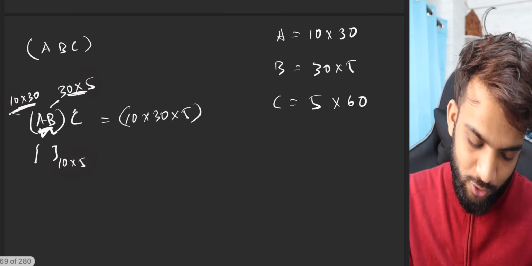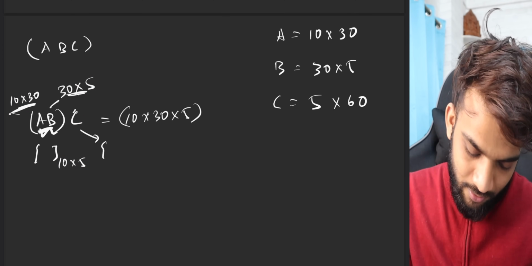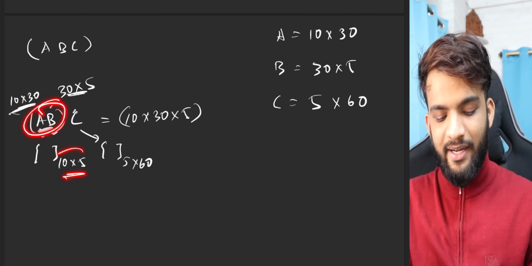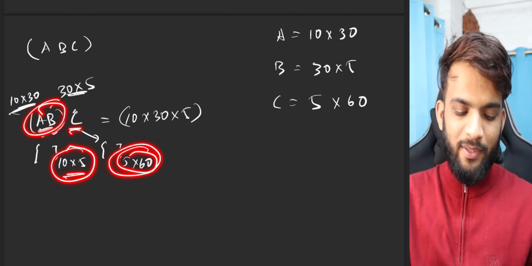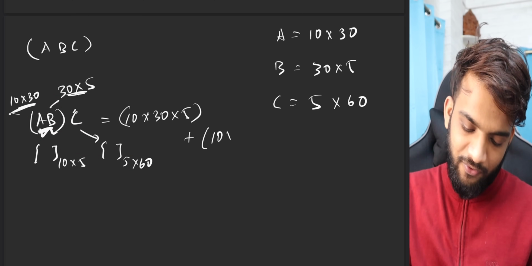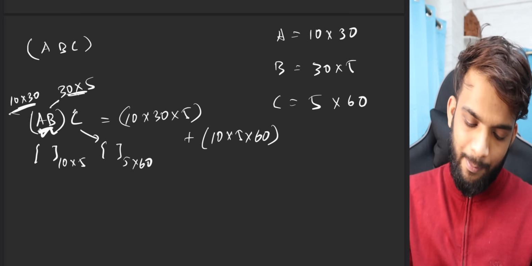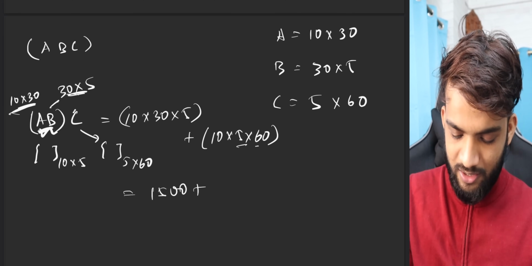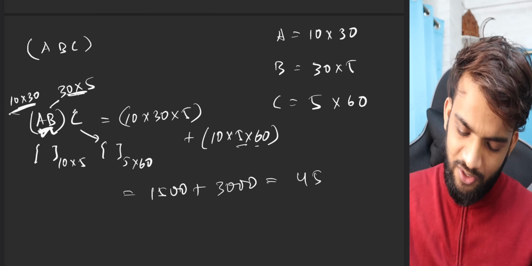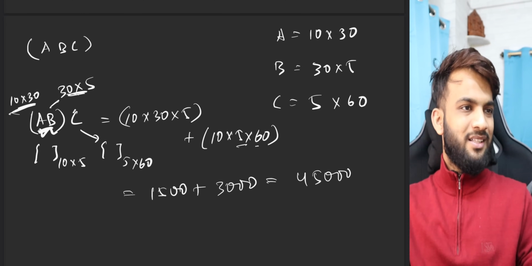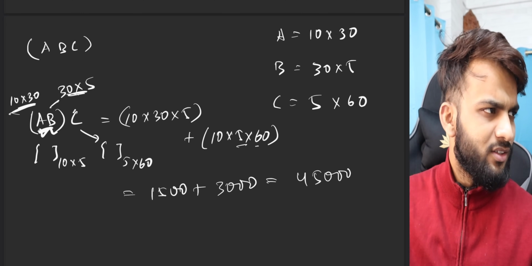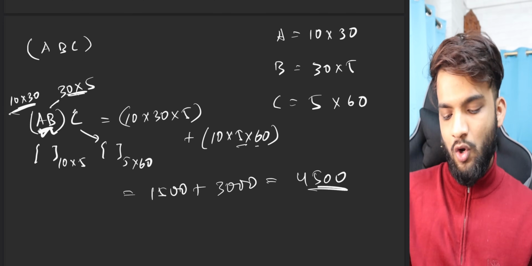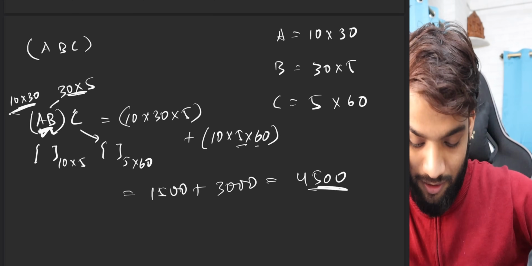What is C? C is nothing but 5 cross 60. So once you have multiplied AB, it will be a 10 cross 5 matrix. Now C will be a 5 cross 60. What is the number of operations? 10 cross 5 cross 60. So if I try to sum it up, this will be 1500 plus 3000, which gives you 4500. So I get 4500 operations, which is indeed massive.